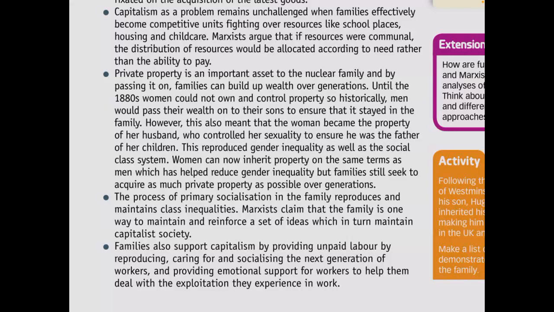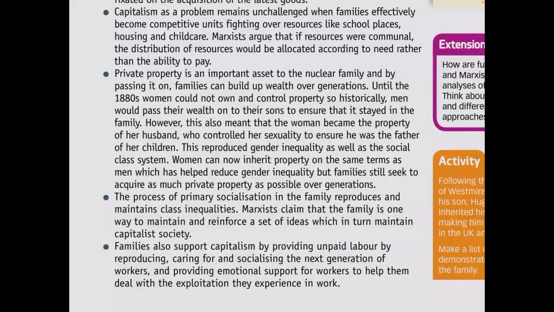Another thing they're saying is that because families want to pass on wealth throughout generations, they own a lot of private property. Initially, they said this was a cause of gender inequality, because families used to own private property, but women could not own this private property.